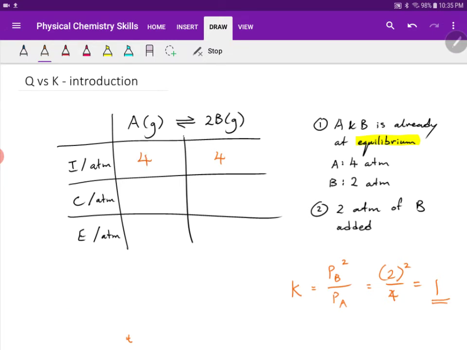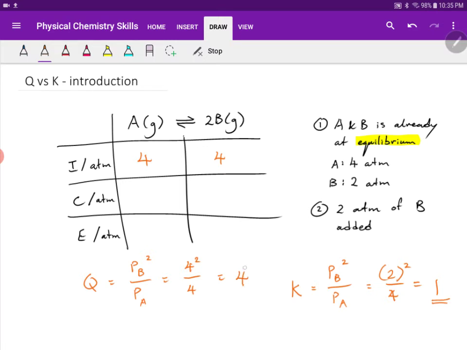Alright, and what happens right after that, at that instant, we will have this thing called the reaction quotient. So at that instant, not at equilibrium, what is the value of Q? It has the same equation of PB squared over PA. In this case it will be 4 squared over 4, and this will give us the value of 4.